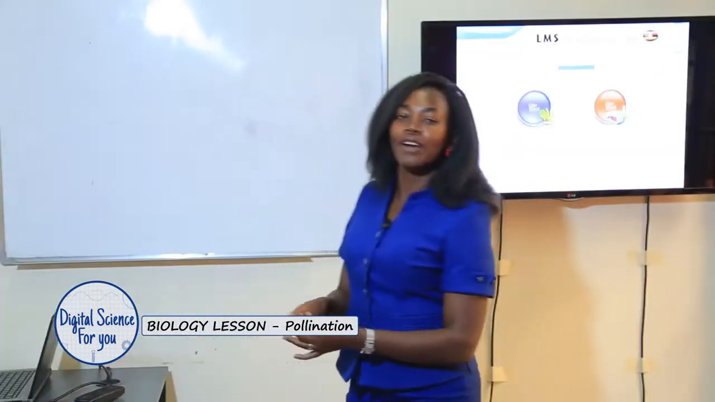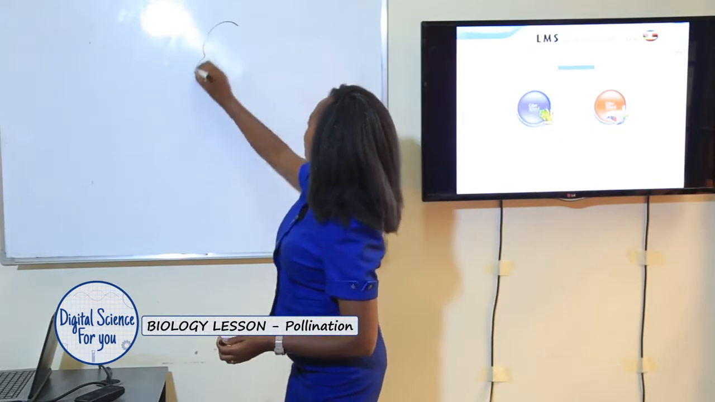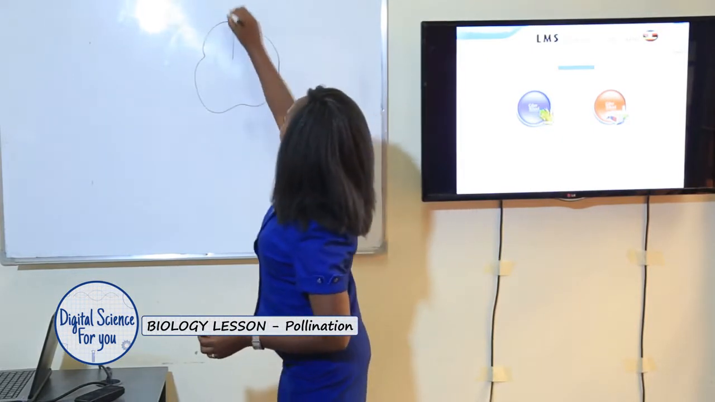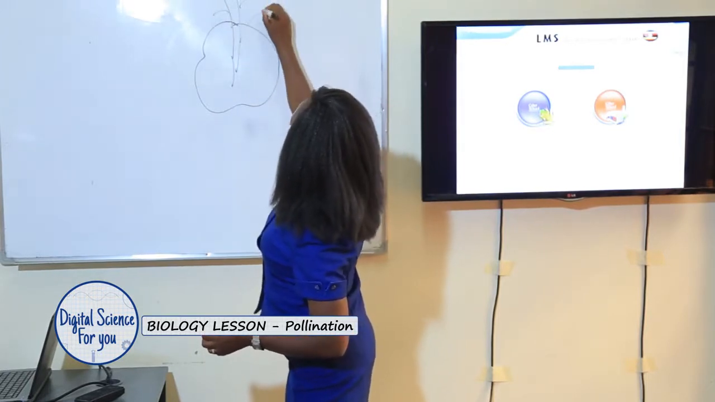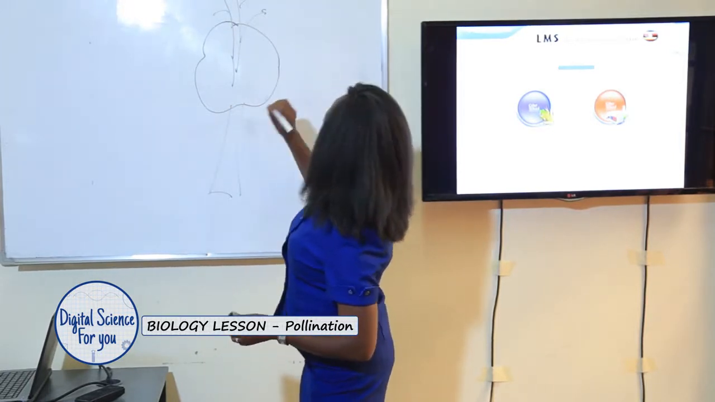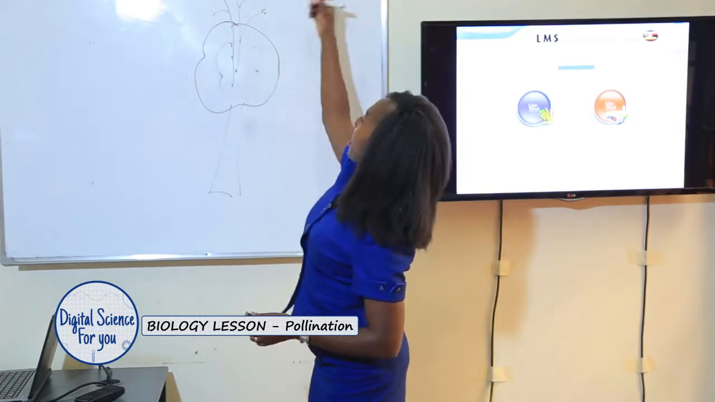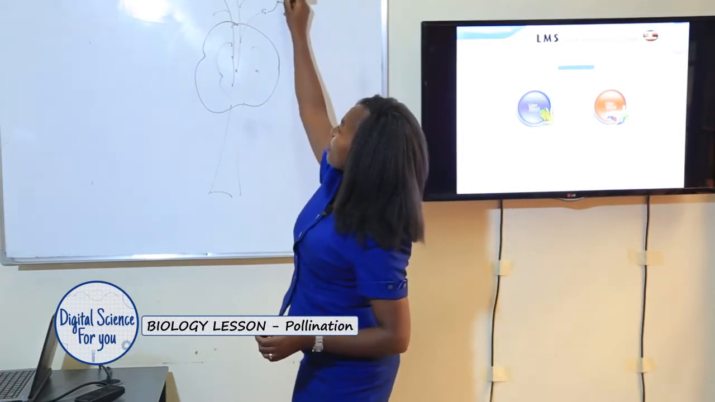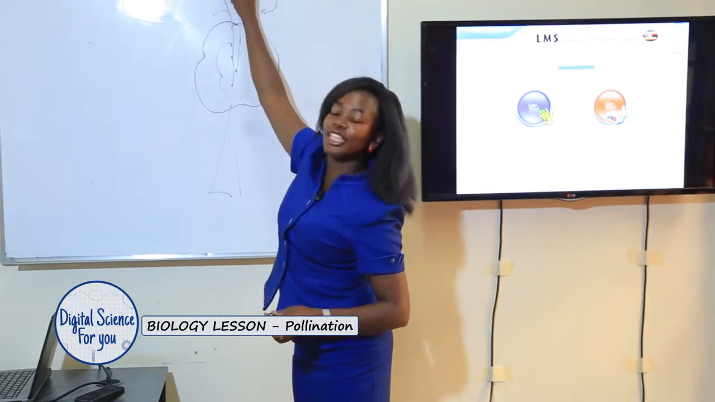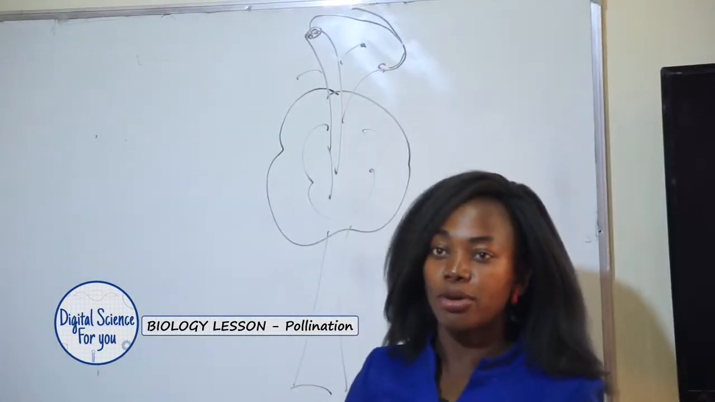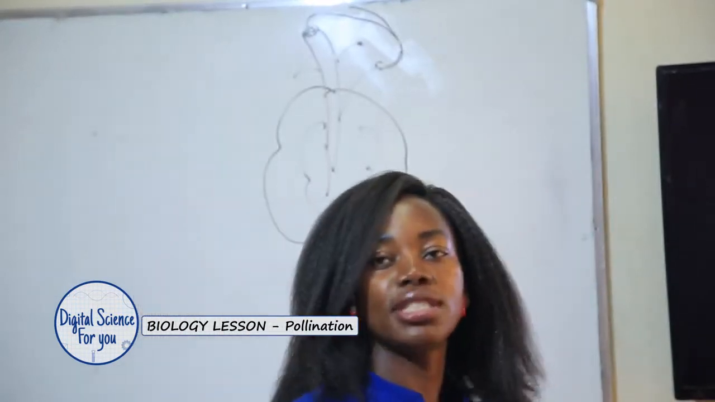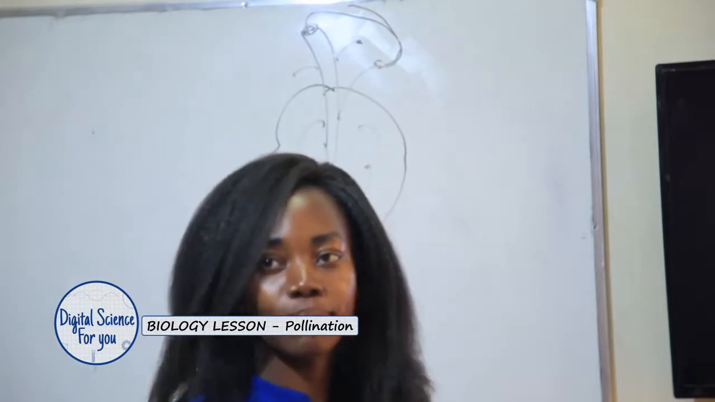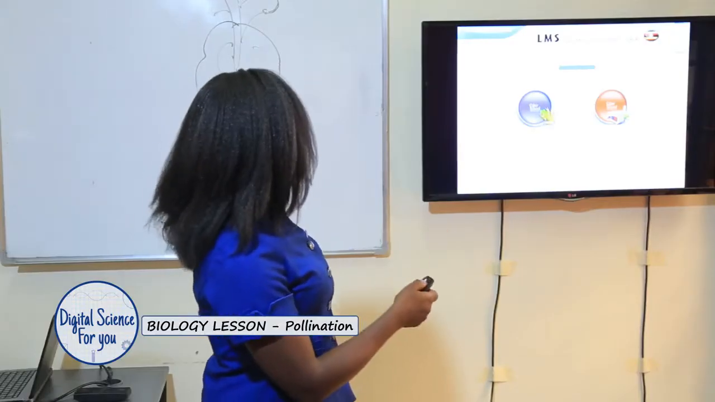Usually, your teachers draw diagrams on the board, something like this, here to show the stigma, the anthers, that is a flower, and they show you that pollen grains are moving from the anthers to the stigma. Today, I'm going to show you a more interesting way of studying this using Digital Science and Virtual Lab. Take a look at this.